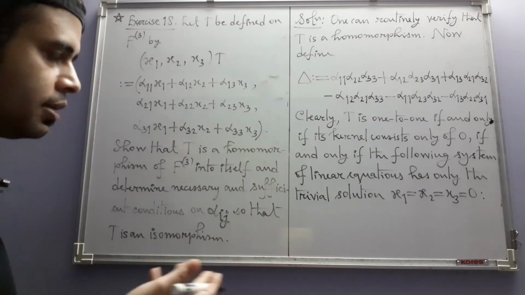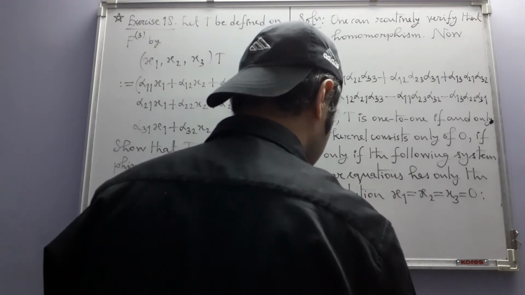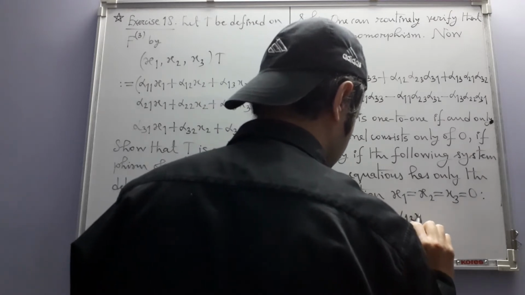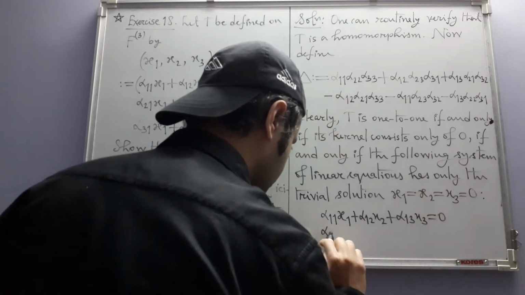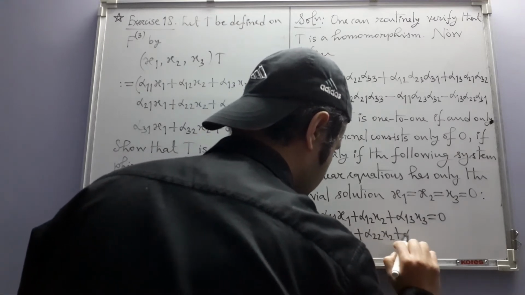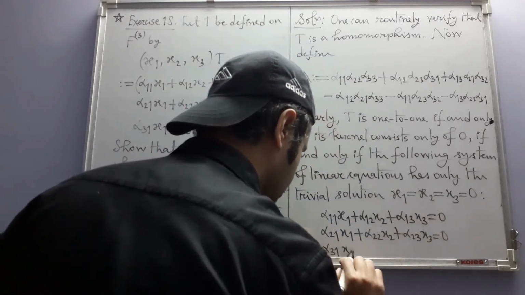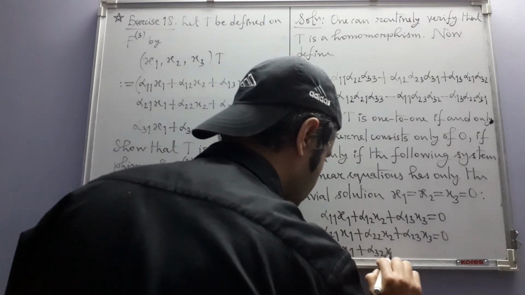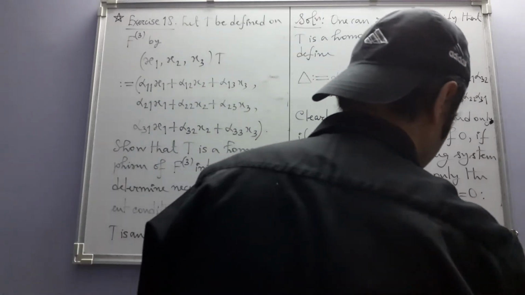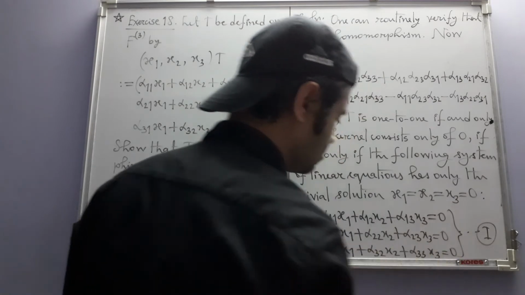This time let's write the equations one below another. Alpha 1 1 x1 plus alpha 1 2 x2 plus alpha 1 3 x3 equal to 0. Alpha 2 1 x1 plus alpha 2 2 x2 plus alpha 2 3 x3 equal to 0. Then alpha 3 1 x1 plus alpha 3 2 x2 plus alpha 3 3 x3 equal to 0, and this time let us call this system 1.